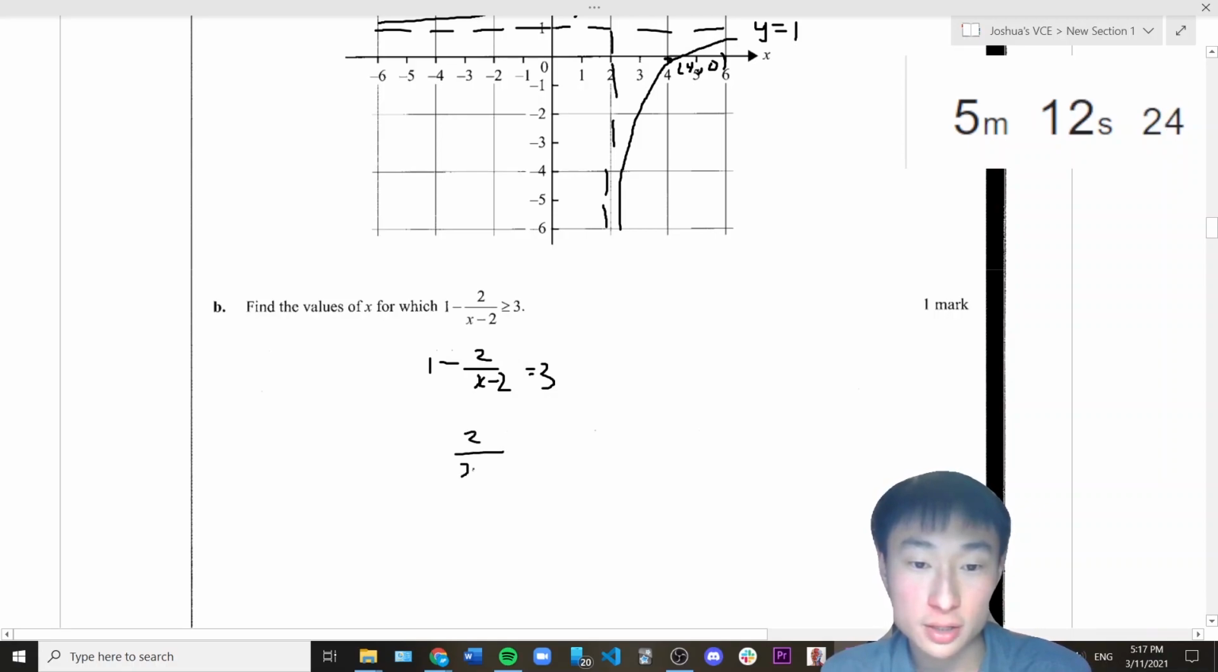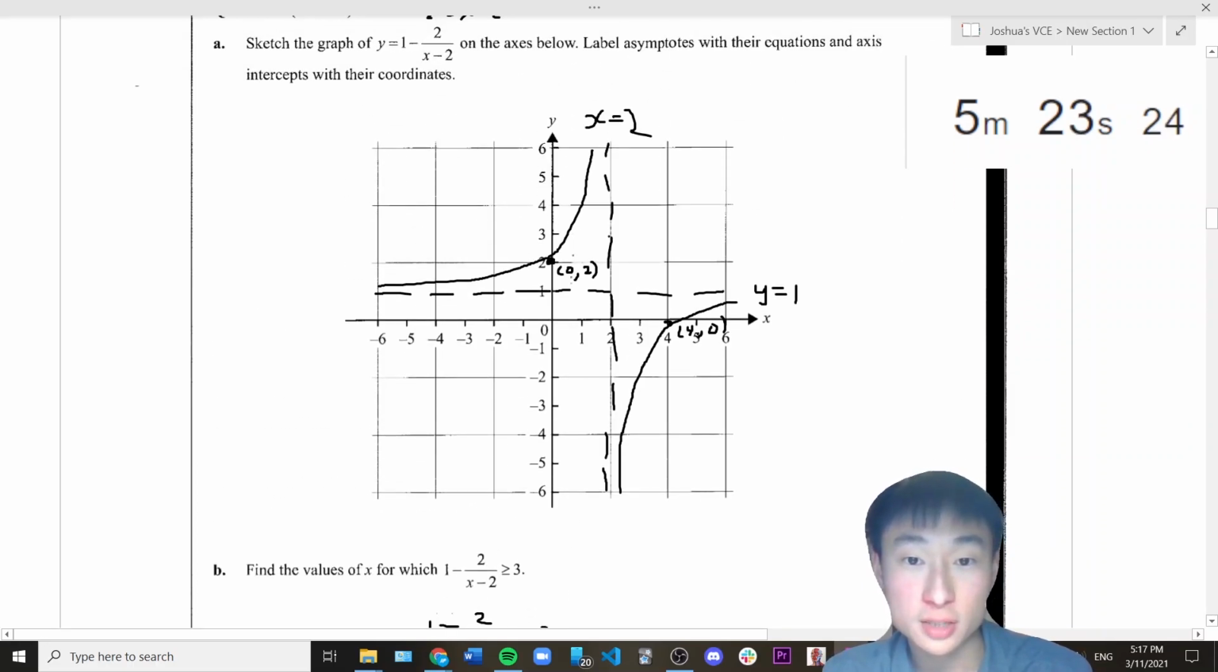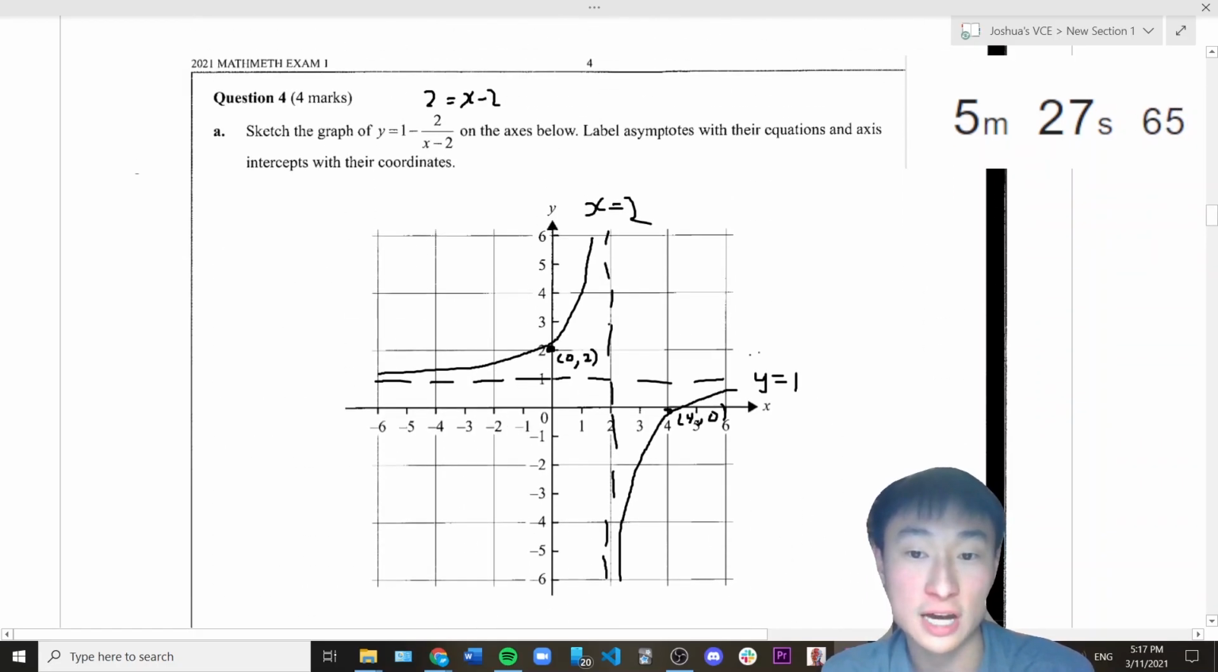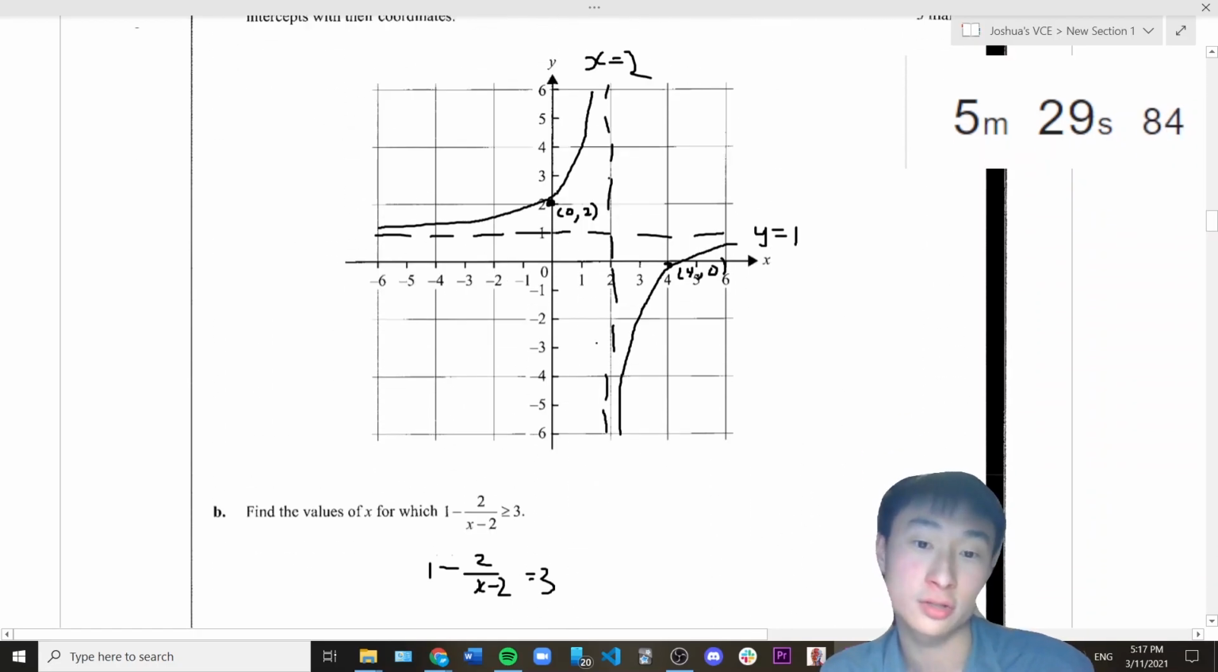2 over x minus 2 is equal to 2 over negative 1. So x is equal to 1. So x equal to 1 is this point, so it's just from 1 to 2, not including 2, because the asymptote is 2. So everything, yeah, so that's all greater than 3.